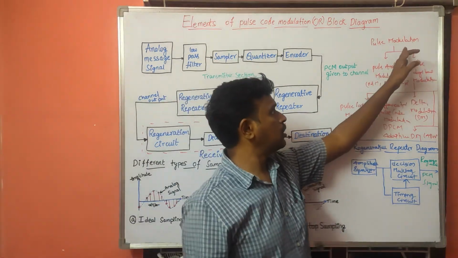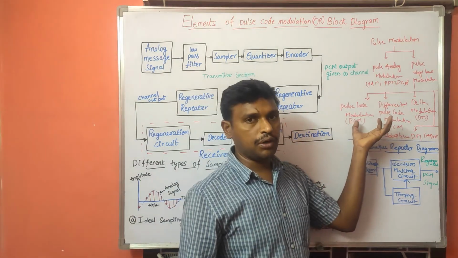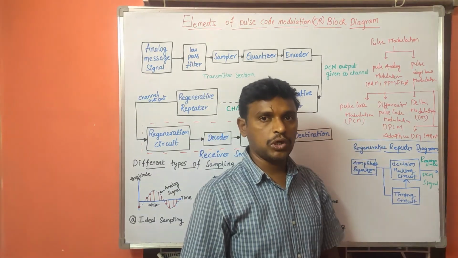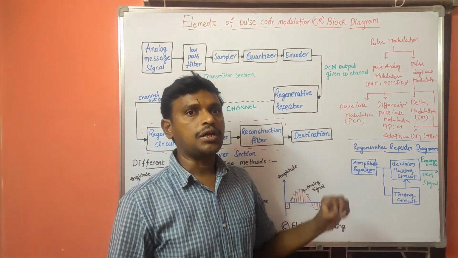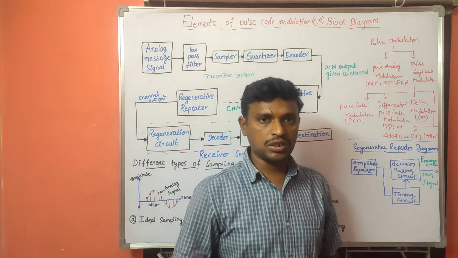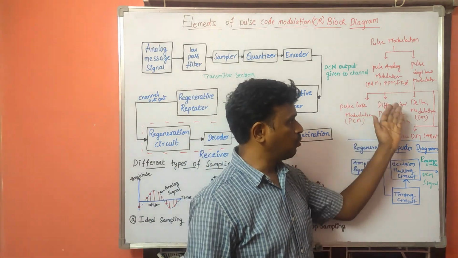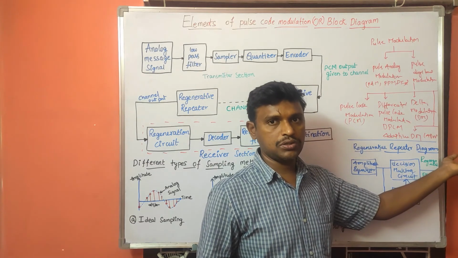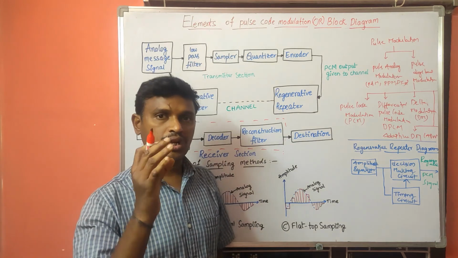Now we have pulse digital modulation. Under that we are going to study pulse code modulation, differential pulse code modulation, delta modulation and adaptive delta modulation, with the advantages and disadvantages of each. To overcome the disadvantages we go for the next level, that is DPCM. To overcome the limitations we will go for delta and adaptive delta modulations. So this is how we classify pulse digital modulation.